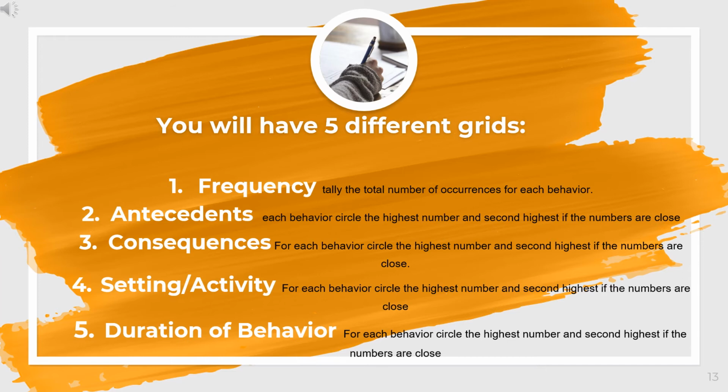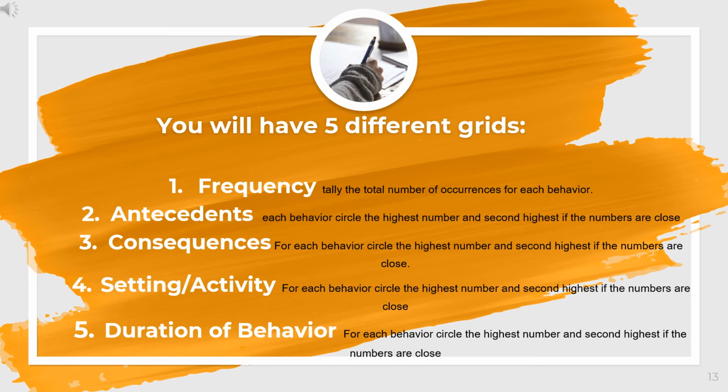Grid number 2 is the frequency of the behaviors by antecedent. In the antecedent column, list the antecedents from the ABC data collection sheet. Again, using tally marks, tally each time the behavior occurred for that specific antecedent. Total the marks, and for each behavior, circle the highest number. If the numbers are close, circle the highest and the second highest number.